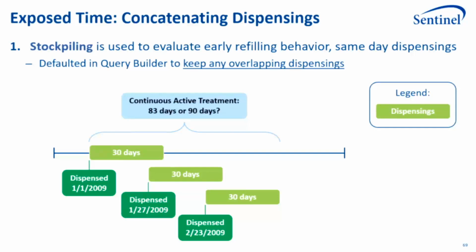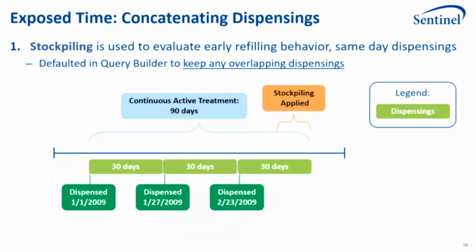And so there is basically an option within the CIDA program to either keep those overlapping dispensings or to get rid of them. We defaulted it in the query builder to keep those overlapping dispensings, meaning that we conclude that this is a 90-day period of active treatment. And so here you see what that looks like, where we were sliding out those overlapping days and pushing them out to get that 90-day period. And you can see the portion there where the stockpiling has been implied.